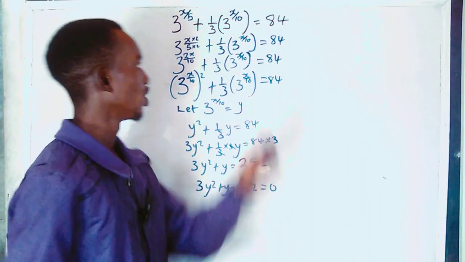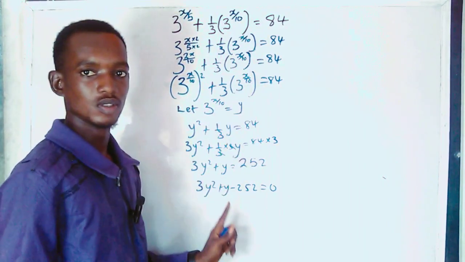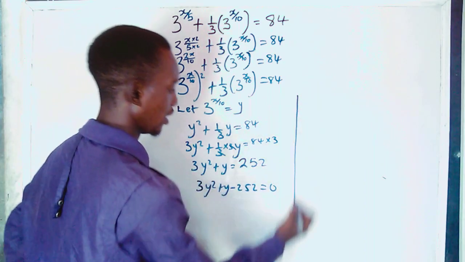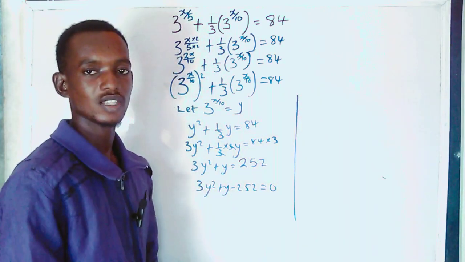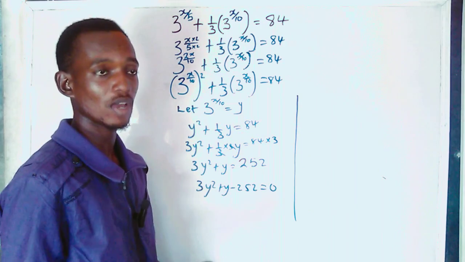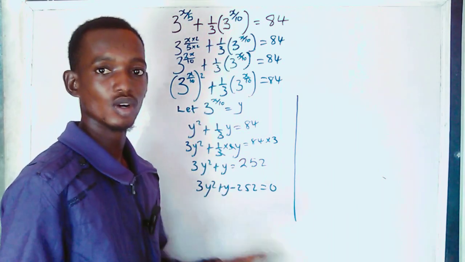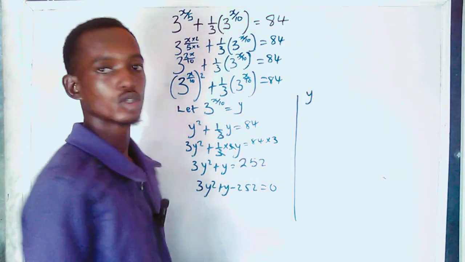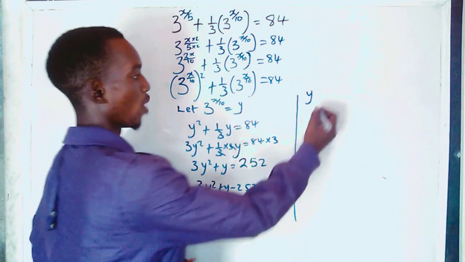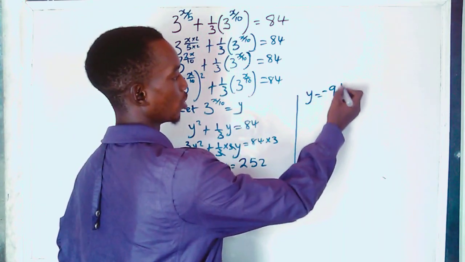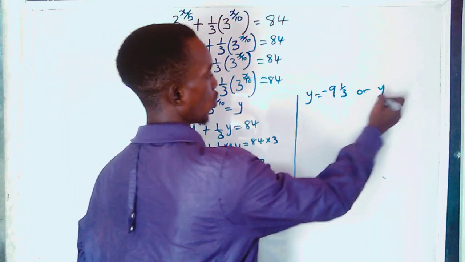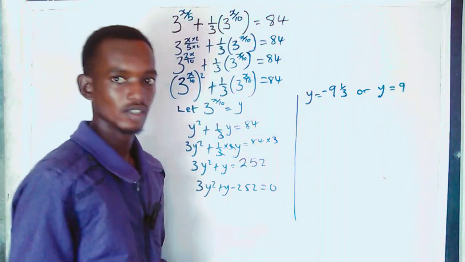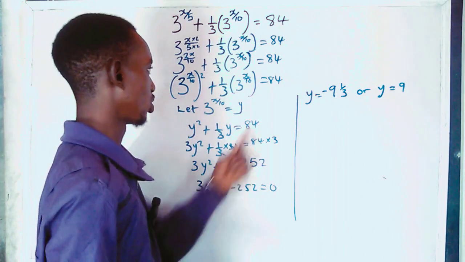Now, can you see that we have broken this down to this? So then finally, we are going to solve this quadratically. Okay, you can use any method you like. You can use the factorization method or the quadratic formula, whichever way we do it. So when we solve this quadratically, you see that y equals negative 9 over 1 over 3, or y equals 9.